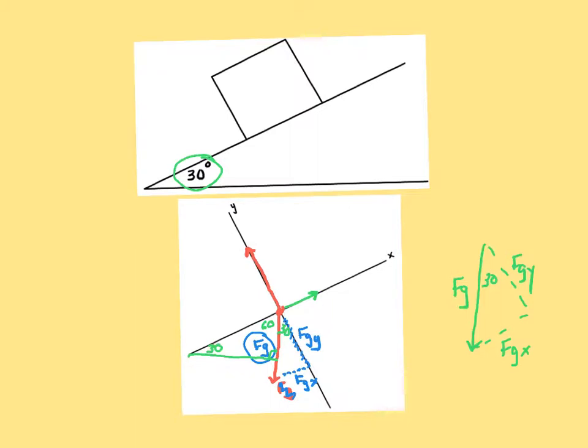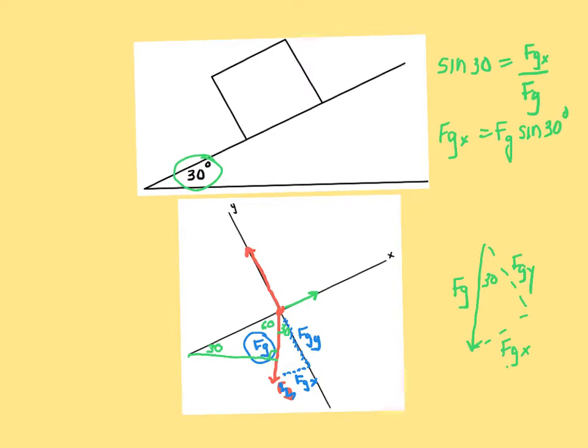Now, we're going to look at sine and cosine. So the sine of 30 degrees, remember sine is opposite over hypotenuse, so the opposite is FGX over the hypotenuse, which is FG. If you rewrite that, the x component of the force of gravity is just the force of gravity times the sine of your angle, 30.